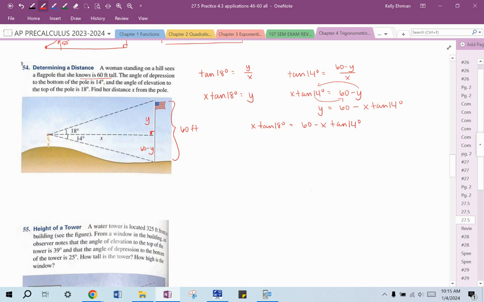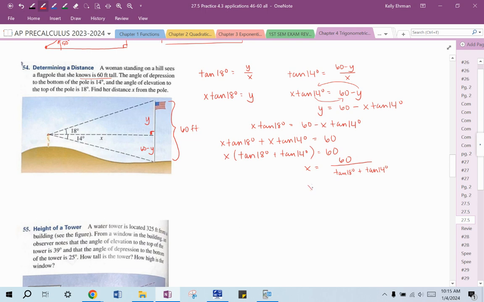When you have two terms that have x's in them, you need to get the x terms on the same side. So let's keep x tangent of 18 degrees over here. Let's add x tangent of 14 degrees to the left side, and we'll keep the 60 over here. And then the reason we get the x's on the same side is so that we can factor an x out, which makes this the quantity tangent 18 plus tangent of 14, times x. And that's helpful because now we can isolate x by dividing by the parentheses. So the exact answer for x is 60 divided by tangent of 18 degrees plus tangent of 14 degrees.